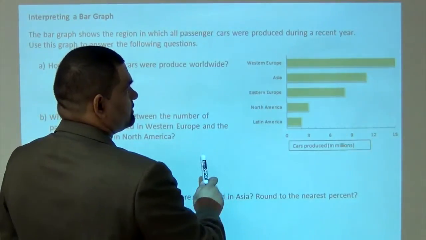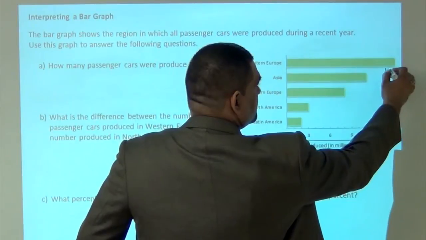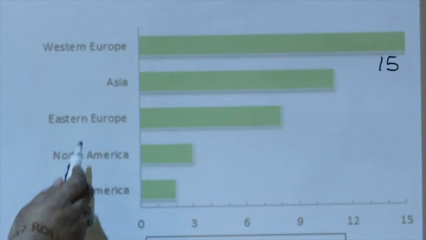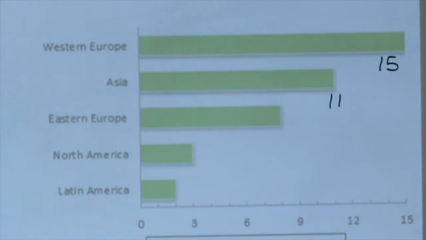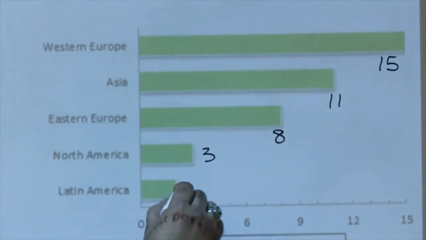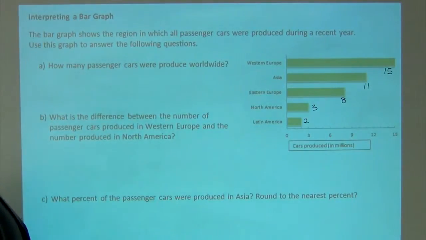In Western Europe, 15 million cars were produced. In Asia, we have 11 million were produced. In Eastern Europe, we had 8 million cars were produced. In North America, 3 million, and in Latin America, 2 million. Now, let's answer the questions.